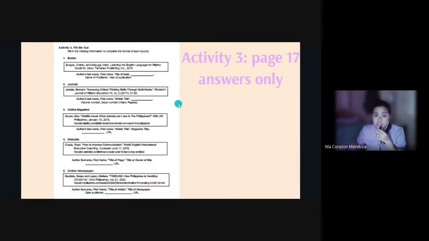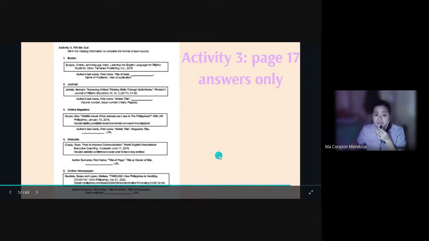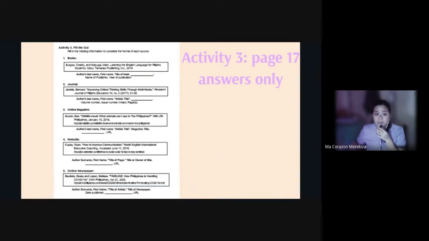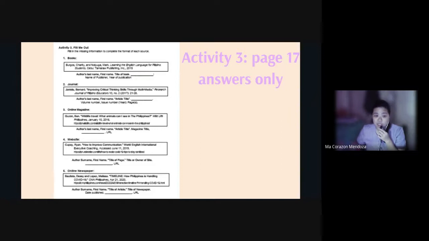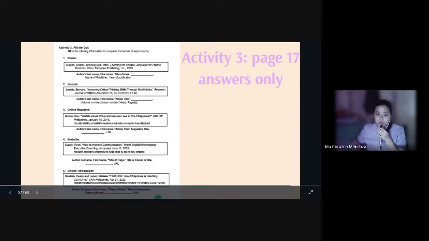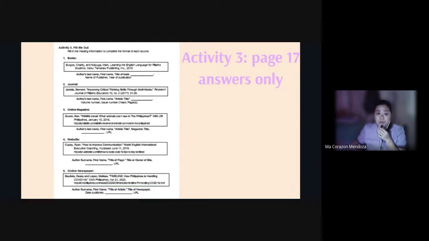You will do the same with numbers 2 up to number 4. However, number 5 is a bonus. Why? Because the thing that's missing here is already included in the question. So you will only answer 1, 2, 3, and 4 and leave number 5 as the bonus. Again, please answer them right now. You can pause this video as you answer.